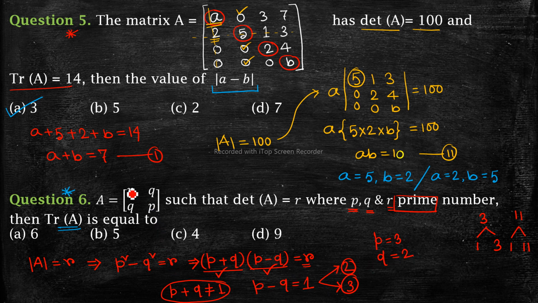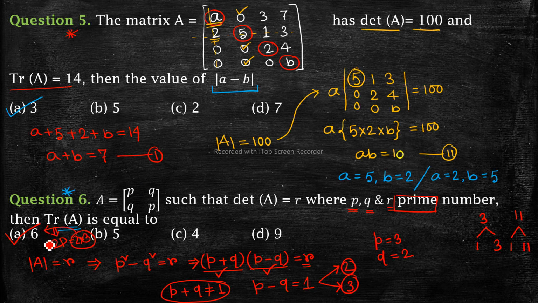Here they are asking what is the trace of A. Trace of A means P plus P, that is 2P. 2P means 6 is the correct answer, because 2 into 3 is 6. Are you getting my point? 2 into 3 equals 6.